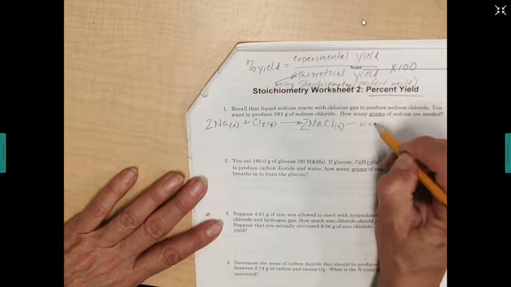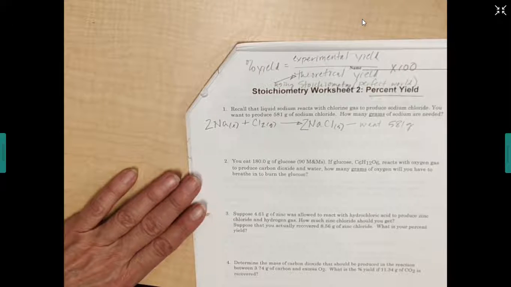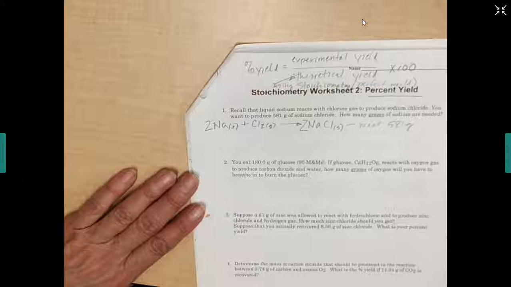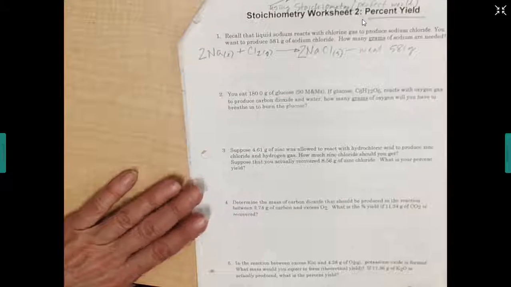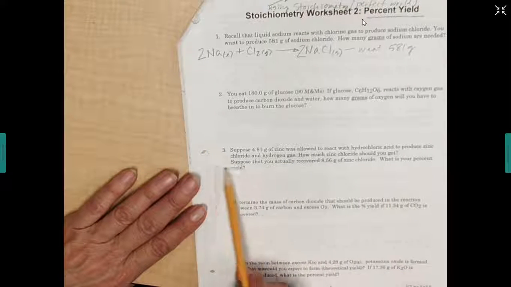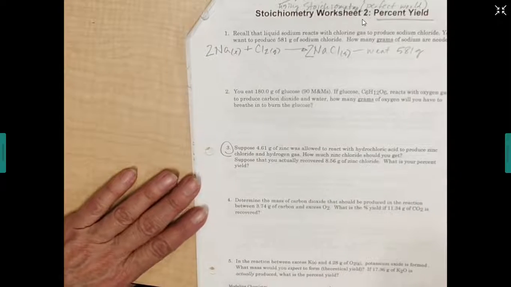All right, you want to produce 581 grams of sodium chloride. How many grams of sodium are needed? How is this percent yield? That's not really a good percent yield. Let's skip down. I'll let you guys finish that one on your own. Maybe 3. Let's see. Ah, perfect one. We'll do number 3.